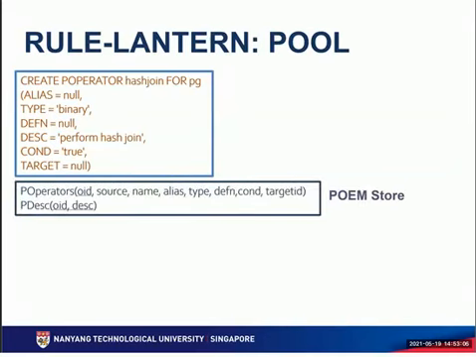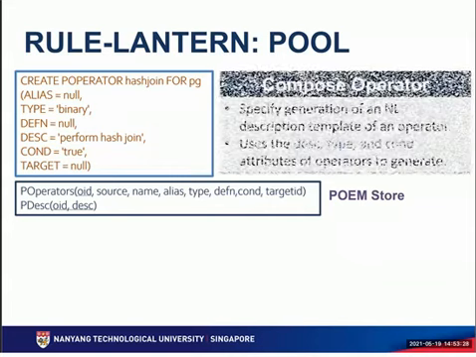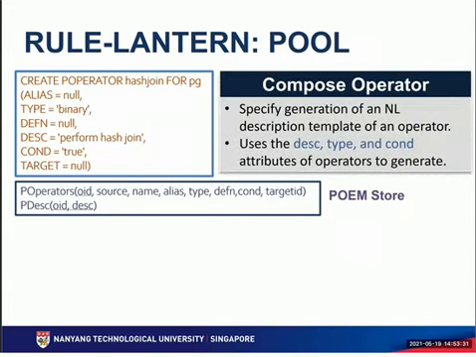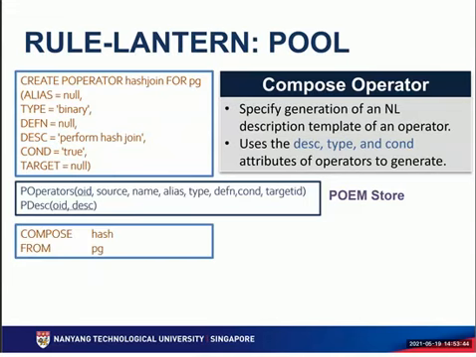The physical operators are stored in two relations in the Poem store. P operator stores all the attributes associated with an operator. Since an operator can have multiple descriptions, this information is stored in a separate relation, PDESC. A key operator in this particular language is compose. It specifies the generation of an NL description template of an operator. It uses the description, type, and condition attributes of operators to generate it. For example, this compose hash from PG shows an example of a compose statement for the hash operator in PostgreSQL.